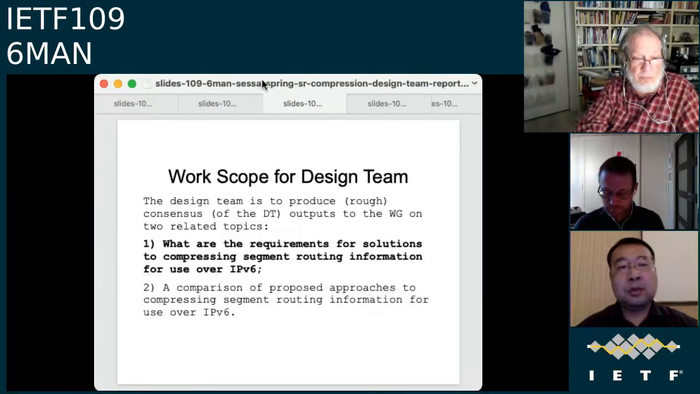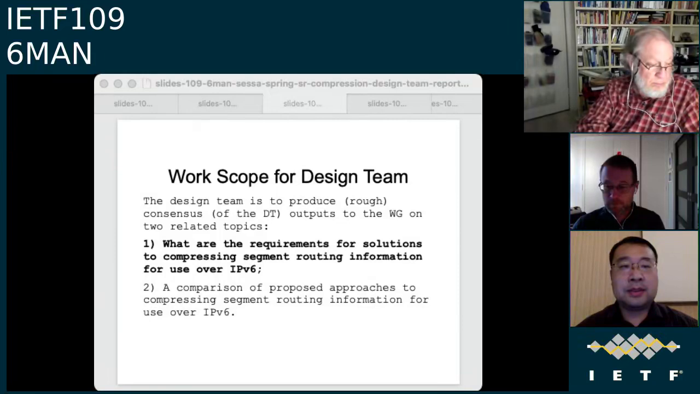And here I would like to point out that all the drafts, even if agreed within the design team, are still individual drafts for the working group. So that is the basic scope of the design team. Next page.